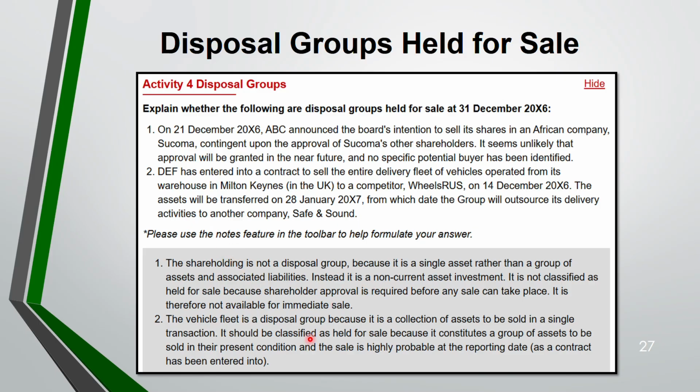Together you are selling that group in one single transaction. So this you can classify as held for sale because it constitutes a group of assets that are sold in their present condition and sale is highly probable at the reporting date because you have entered into a contract. That's why you can say it's highly probable.